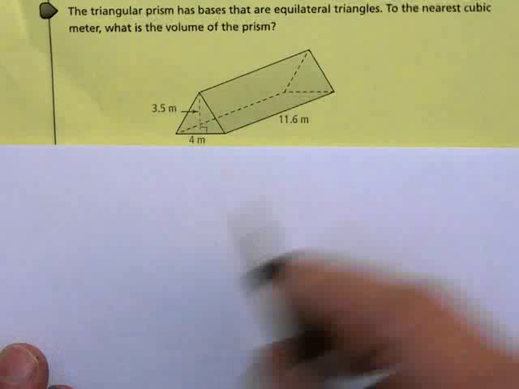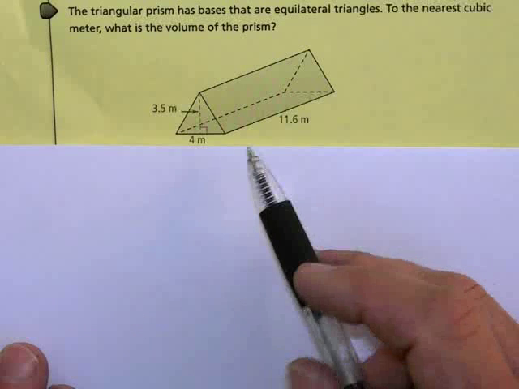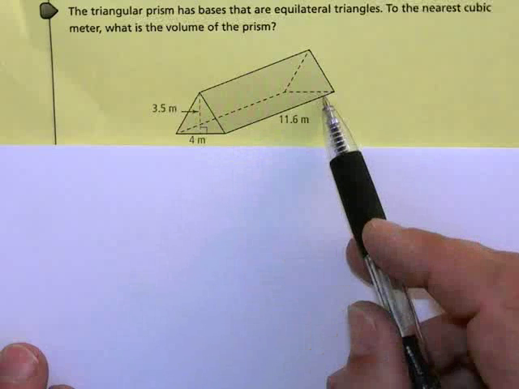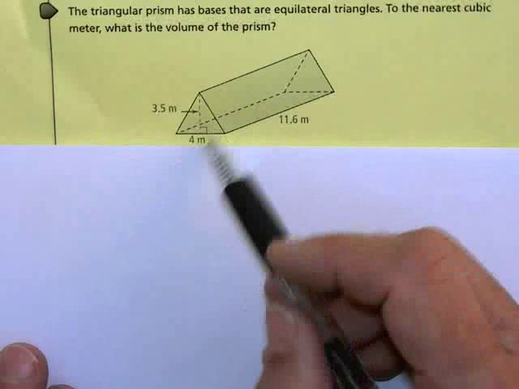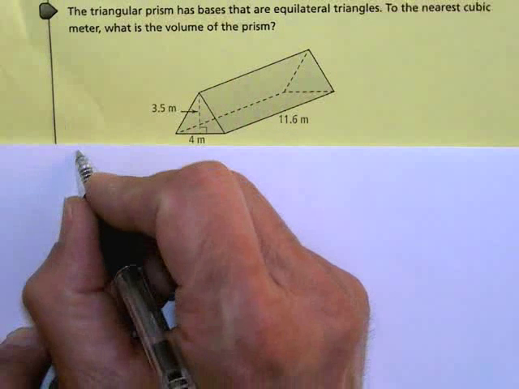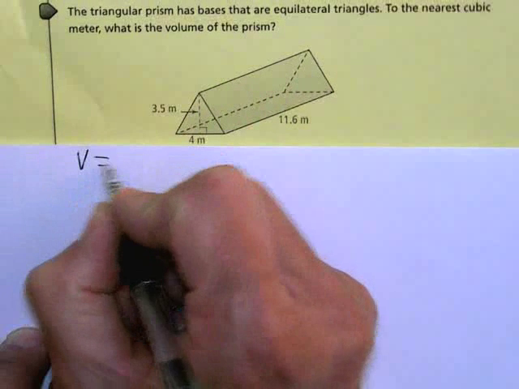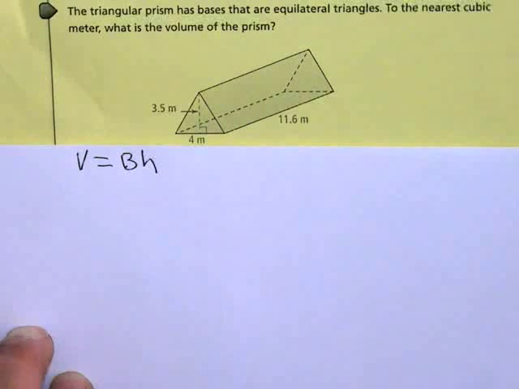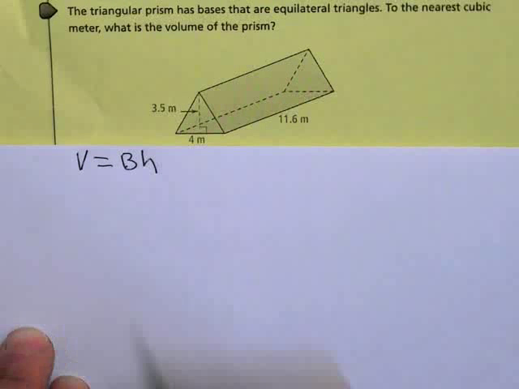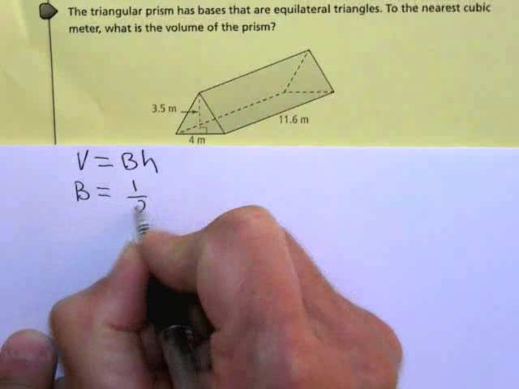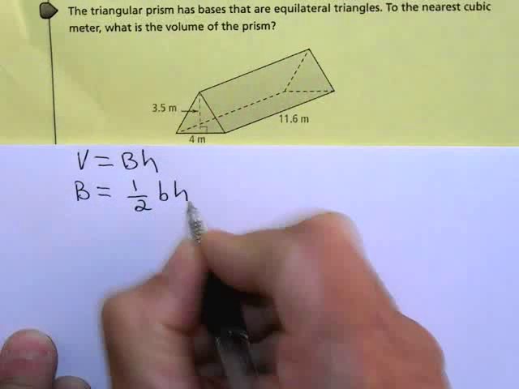And as you notice in this example, this triangular prism is laying on one of its rectangular faces, but remember, in terms of the area of the base, we want the area of the triangular base. And let's start with our formula, which is volume equals base times height. And B is for the area of the face of the shape. And in this case, B is going to equal 1/2 of base times height.